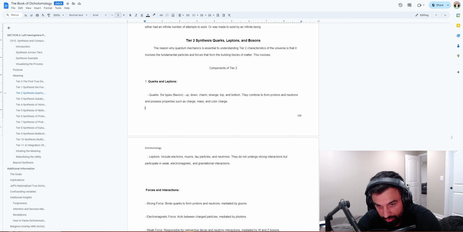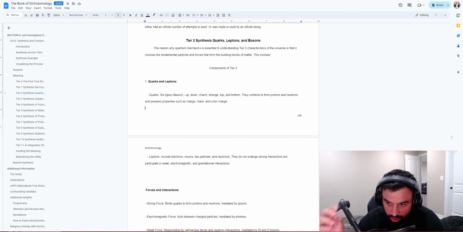Well, then you have leptons. Leptons are more or less some of the fundamental building blocks. It's like some of them are the glue. Some of them act as light, electromagnetic forces, etc. So leptons are more or less all the particles, the wave particle duality type interactions, and the fundamental forces. Whereas quarks become protons and neutrons.